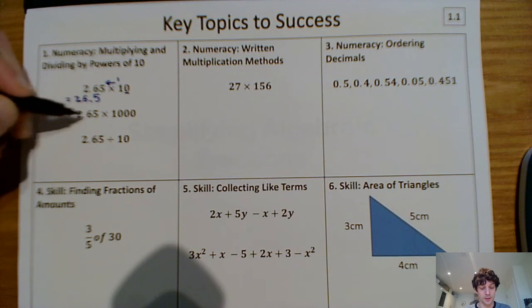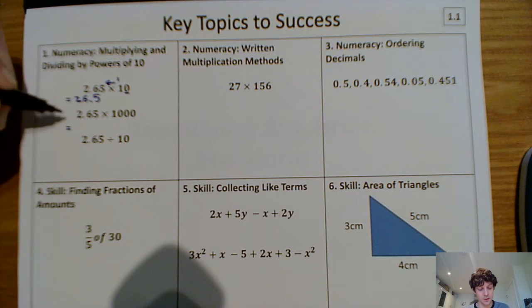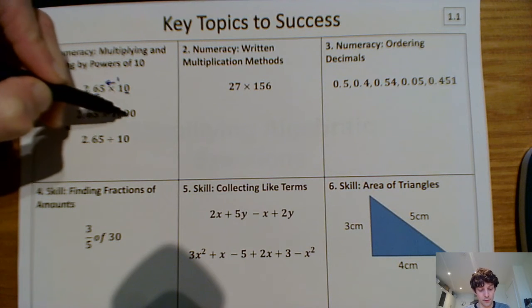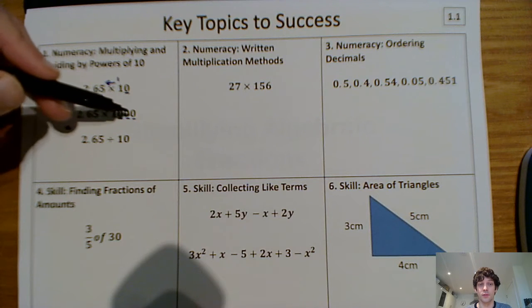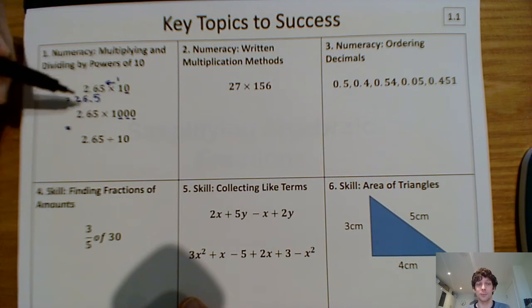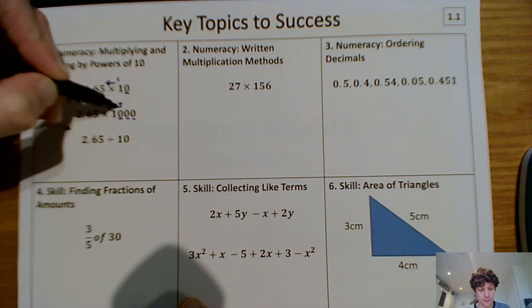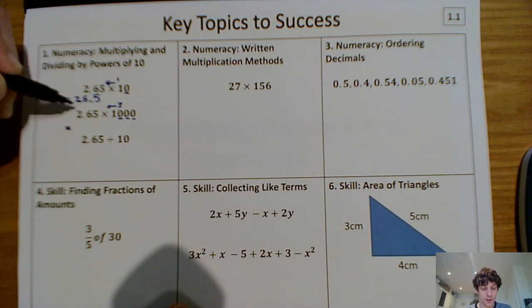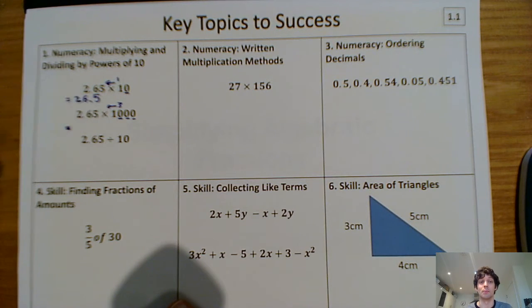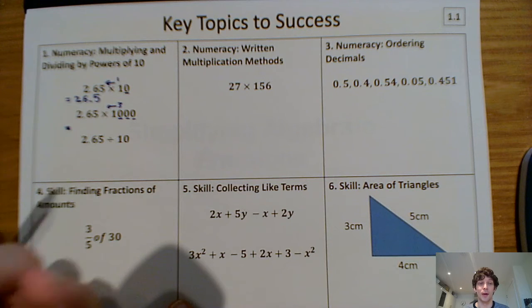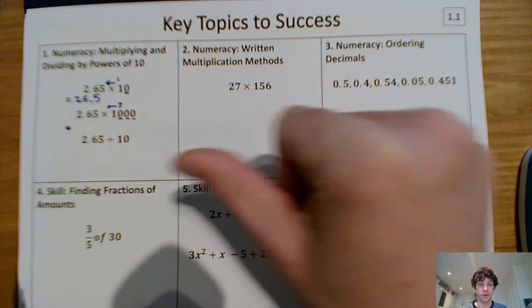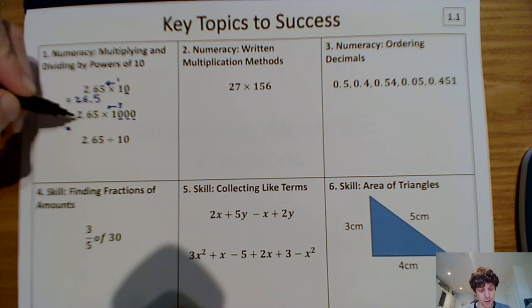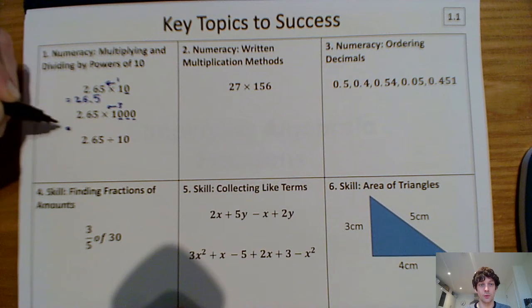If I do 2.65 multiplied by 1,000, well, this time I'm moving 1, 2, 3 places. So the amount of zeros can give us an indication of how many places we're moving over. I'm moving 3 places to the left, again to the left because I'm multiplying. So multiplying by 1,000 is going to make my number bigger, is going to move the digits over to the left. So that 2 is 2 ones.